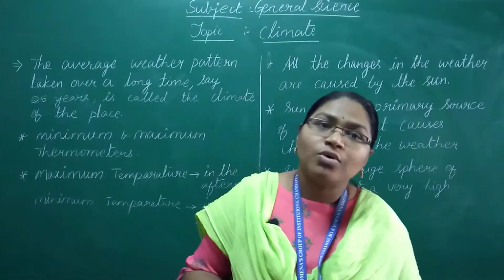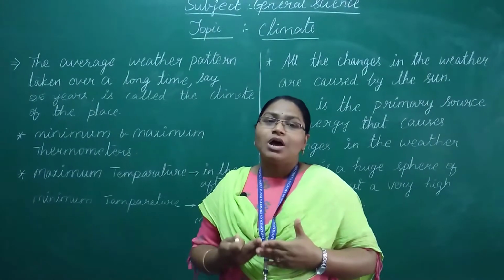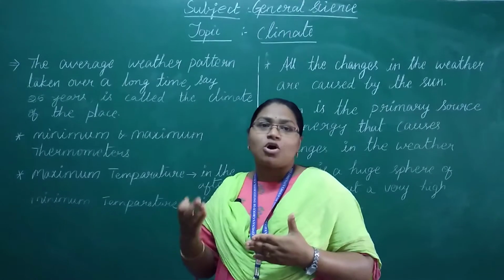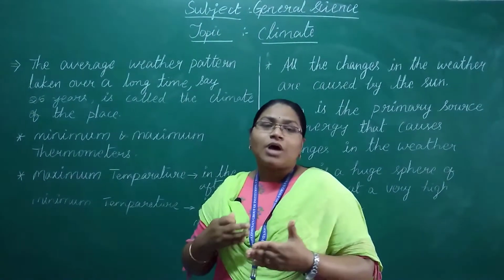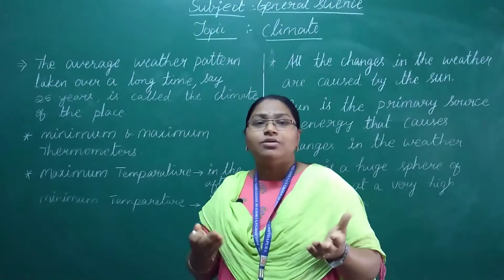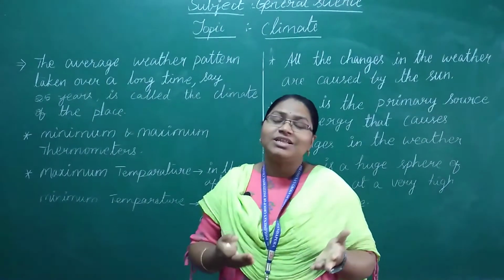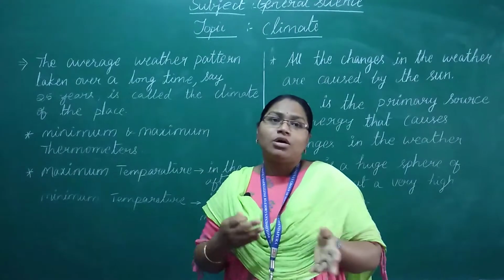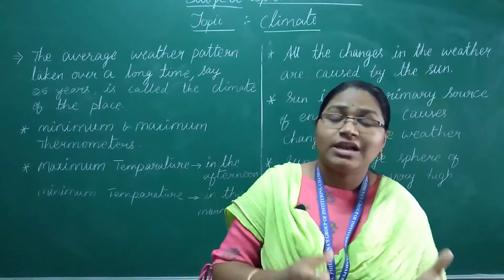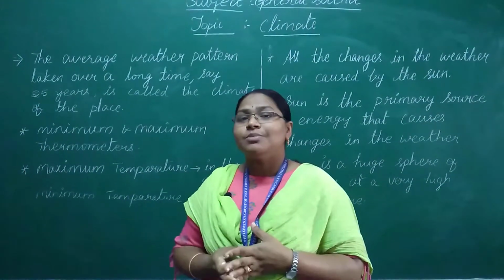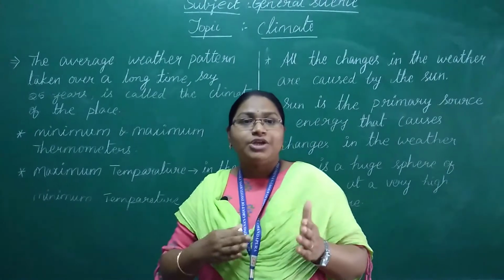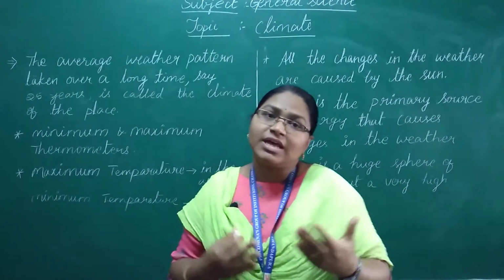This is how we can determine the temperature, and how the changes in weather are caused by the sun, and how we can make the weather report based on the climatic conditions, whether they are hot or humid, cold or dry, or rainy. So we can record the weather report day to day, or during the month, or during the year also.